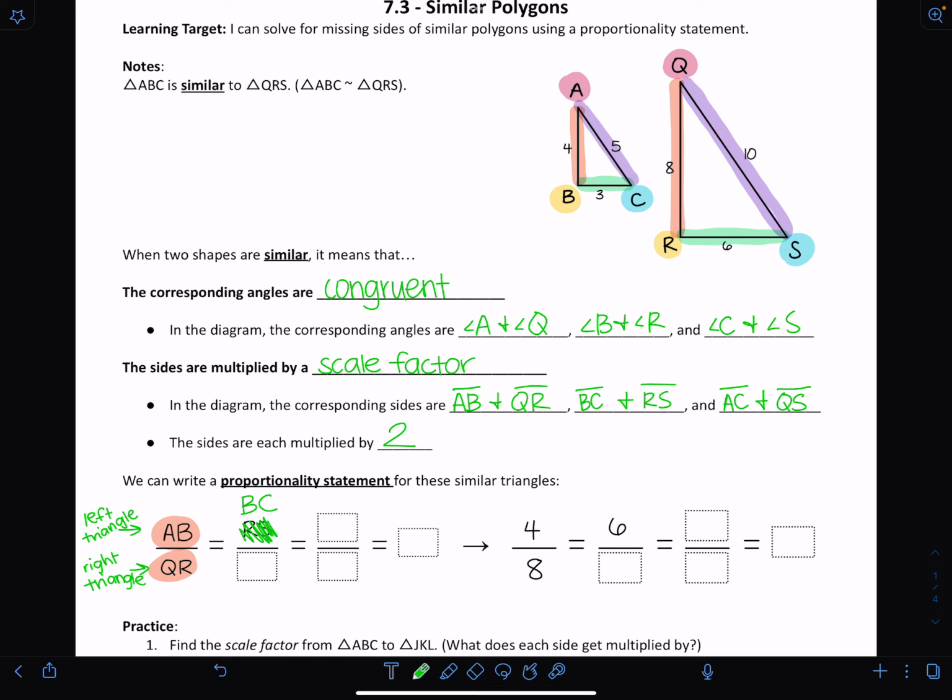So the big triangle is on bottom, smaller triangle is on top. So this should say BC. Oops, sorry. Okay, but now that would make more sense. This guy is green on the left triangle, and so on bottom we should put the green one that's on the right triangle, and that is RS. I don't know if that makes it too hard to see.